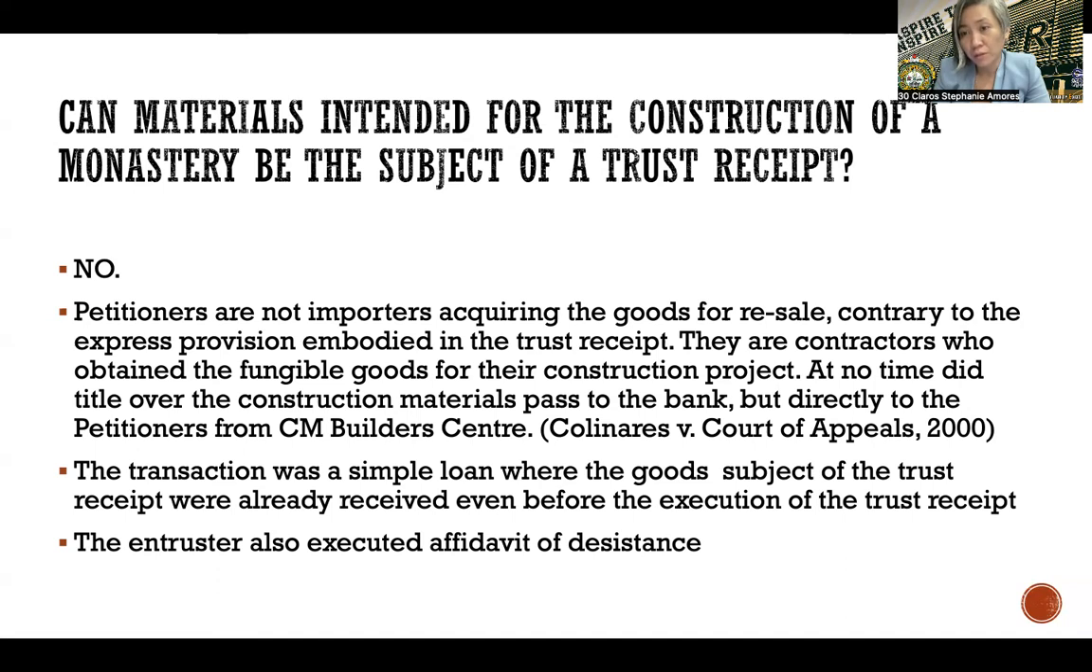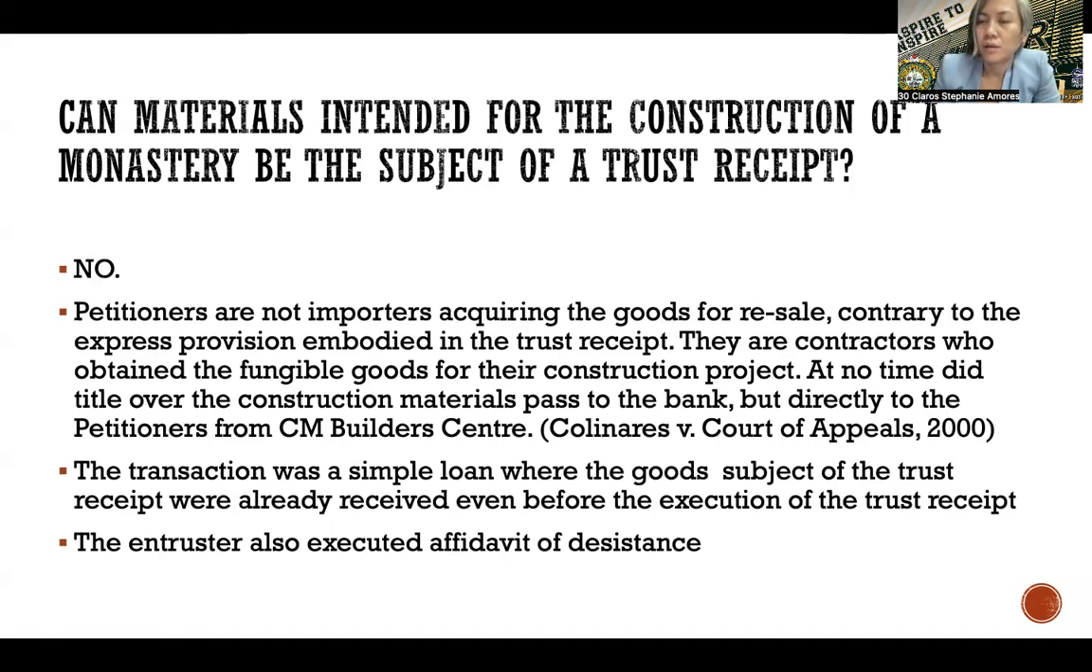Remember what fungible goods are? In order to enjoy these kinds of goods, you have to consume it, like food. So the functionality of that particular thing can only be consummated if it is consumed or devoured. So it is fungible. Being materials for a construction project, at no time did title over the construction materials pass to the bank, which was the entruster, but directly to the contractor CM Builders Center.